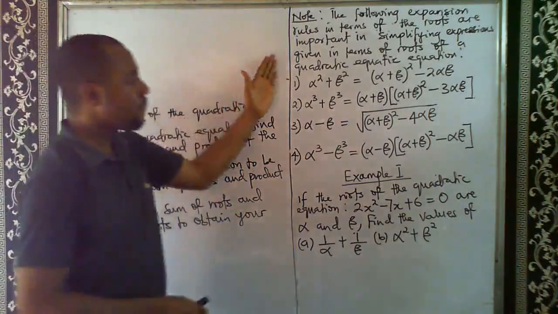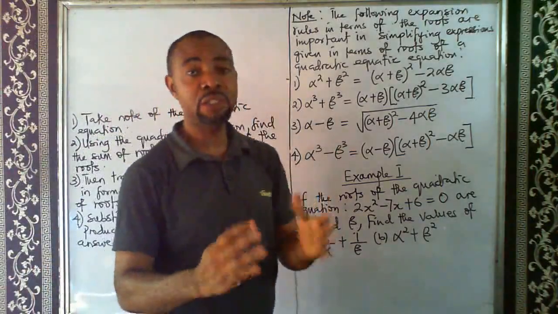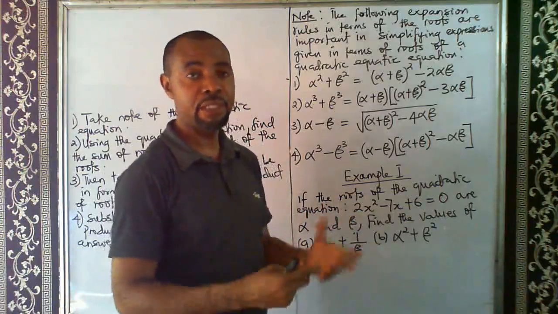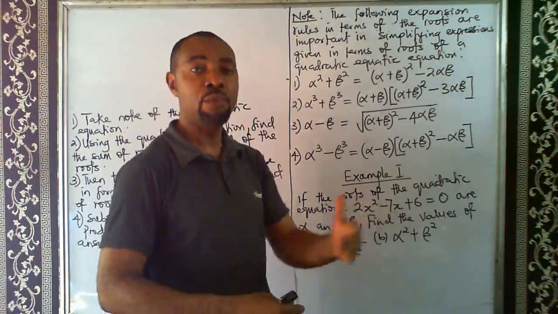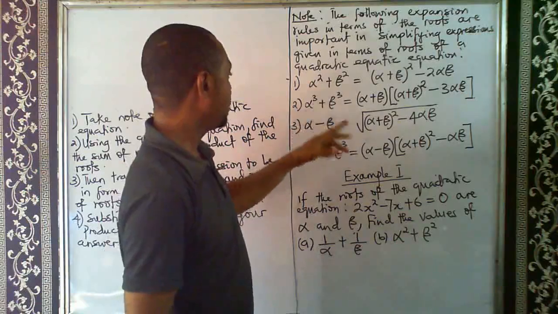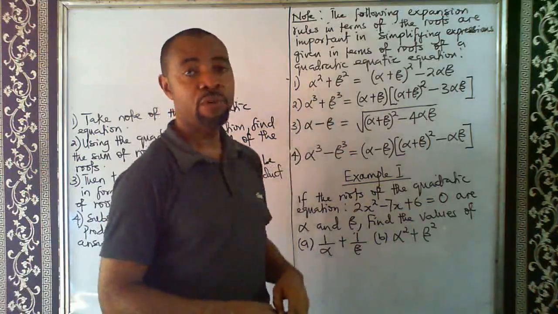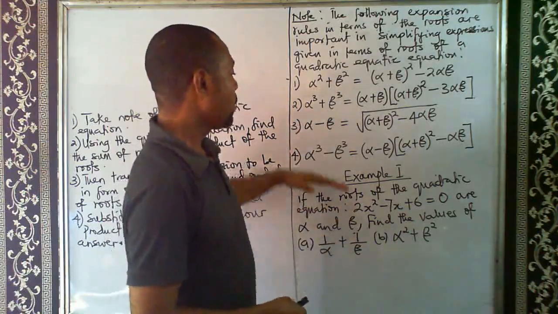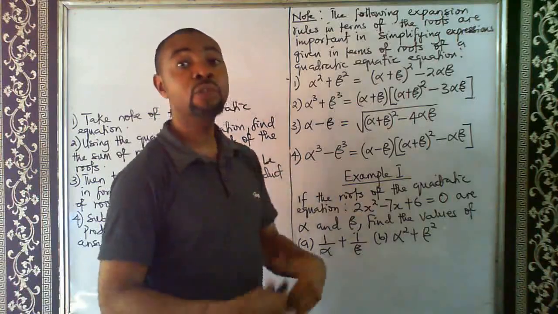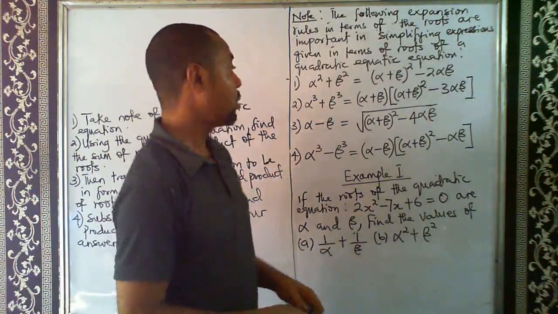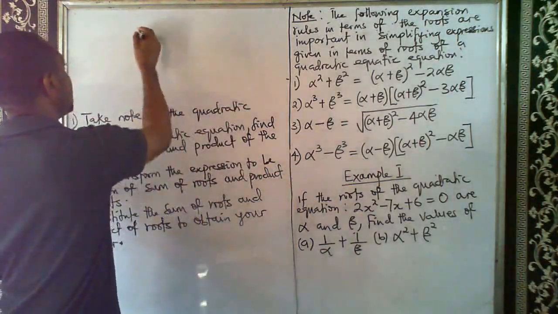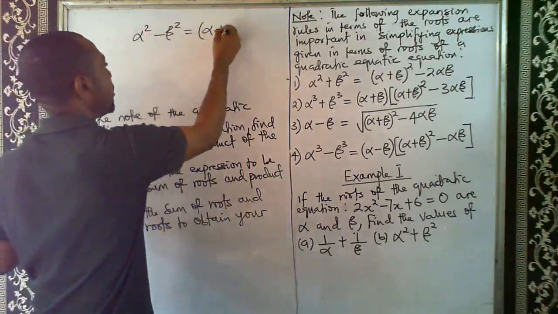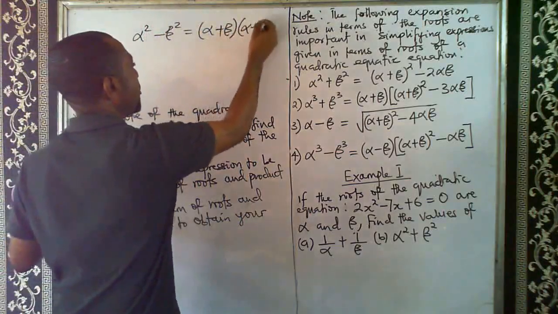Now, there are certain expansion rules that are very, very important. In algebraic expansion in mathematics, we have a lot of rules. We have sum of cubes, and so on. We can also have difference of cubes. We can also have difference of two squares. Alpha square minus beta square is actually alpha plus beta, alpha minus beta.